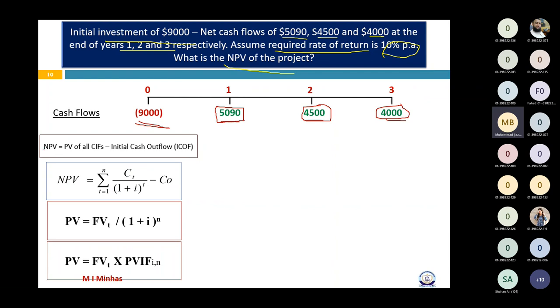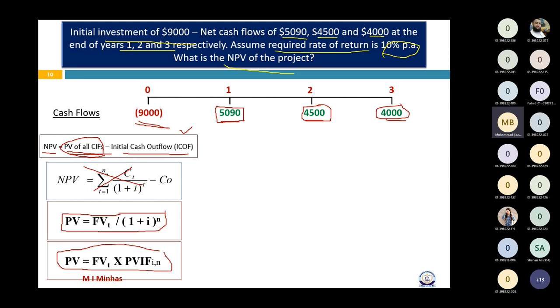Then here are some formulas. The net present value formula is present value of all cash inflows minus initial cash outflow. This is the formula that we will be using. The same thing can be represented in this form, but as I told you, this is just a representation. You don't need to even memorize it if it scares you. Then the other thing is to calculate the present value. Obviously, in this formula, we have to calculate present value of all cash inflows, right? So how to calculate present value of cash inflows? Using this formula, present value is equal to future value divided by 1 plus I raised to the power n, or this formula, which uses a present value interest factor table. And here we say present value is equal to future value multiplied by present value interest factor.